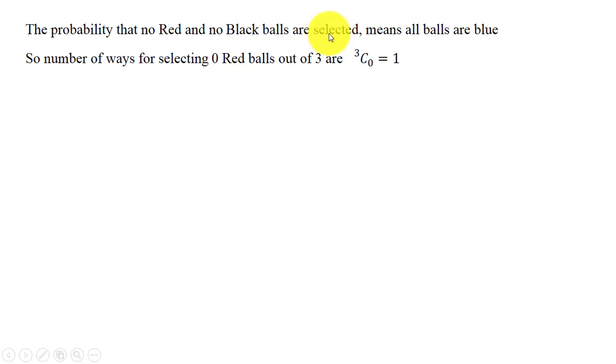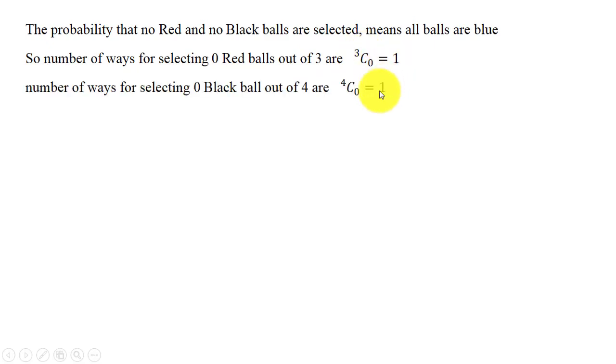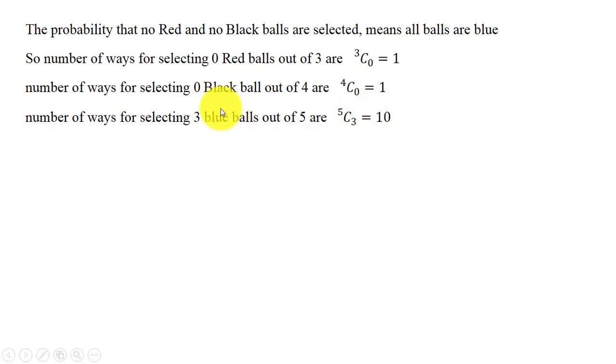So consider the probability of getting no red ball and no black ball selected. 3 balls are drawn, but all 3 are blue. The number of ways of selecting 0 red balls out of 3 red balls is 3C0, which is only one way. The number of ways to select 0 black balls out of 4 black balls is 4C0, which is one way. And the number of ways to select 3 blue balls out of 5 balls is 5C3, which is 10 ways.